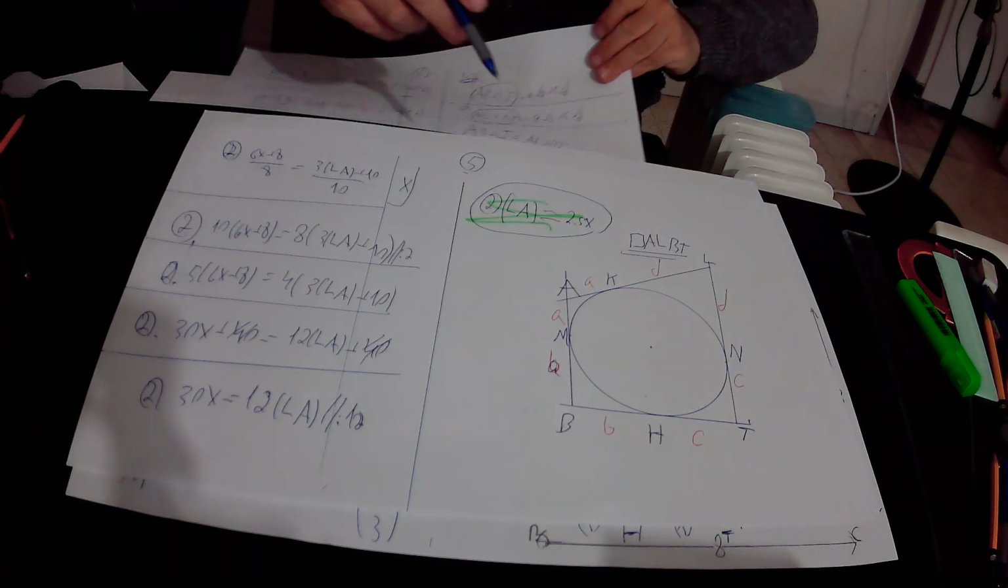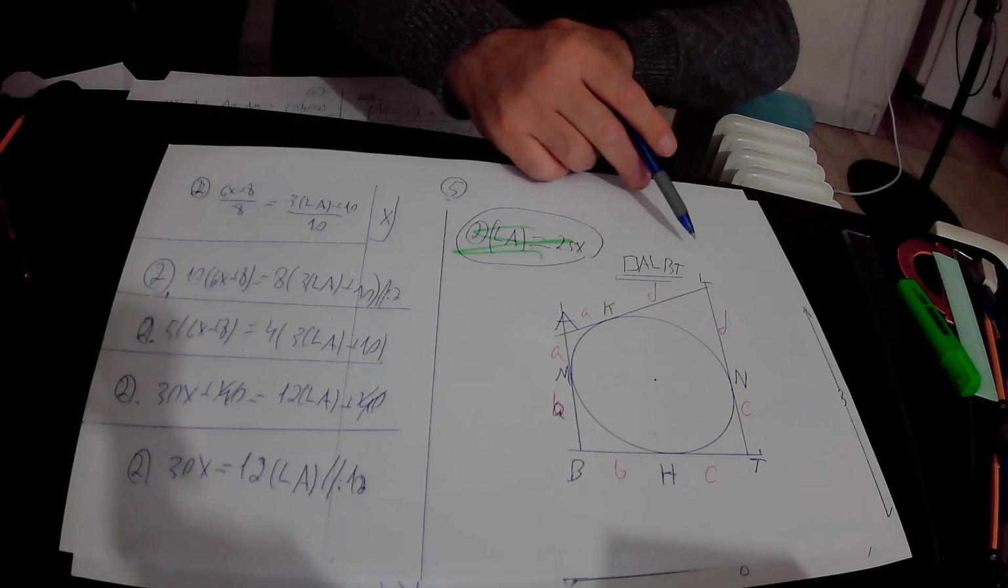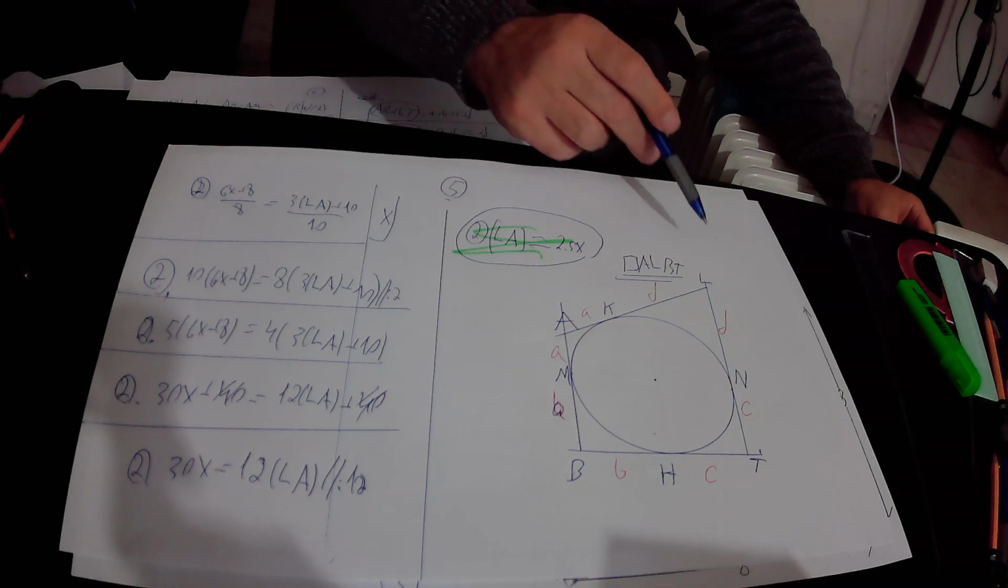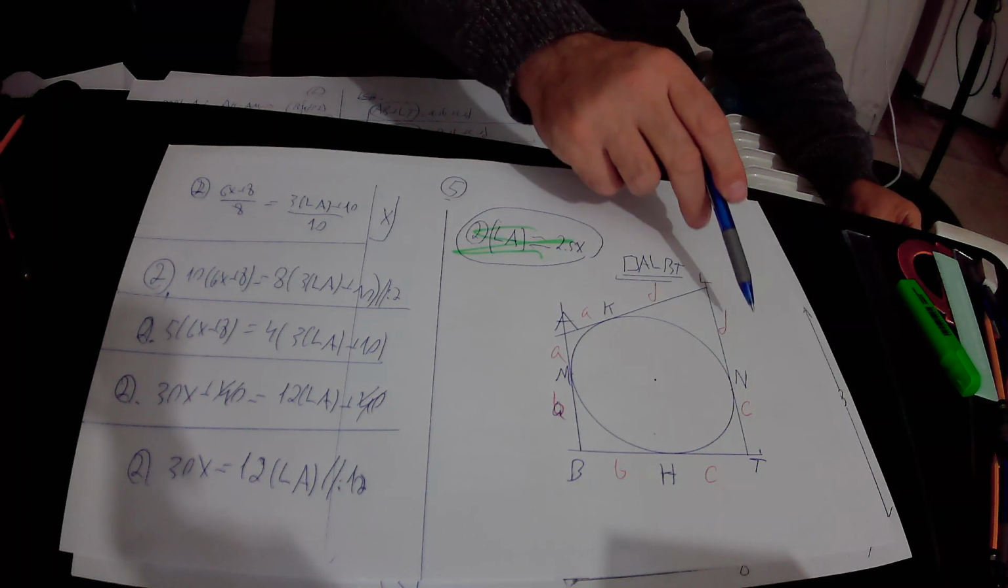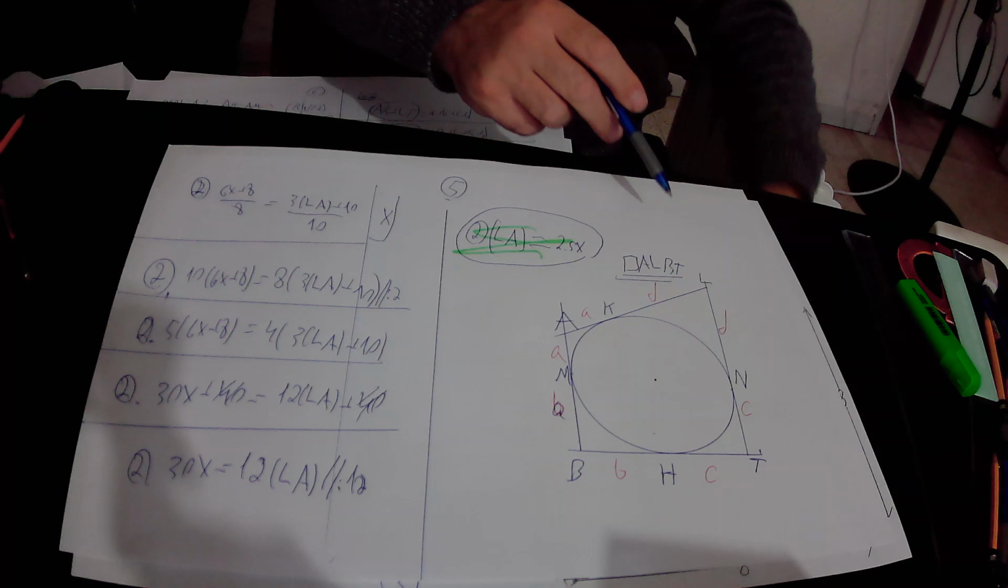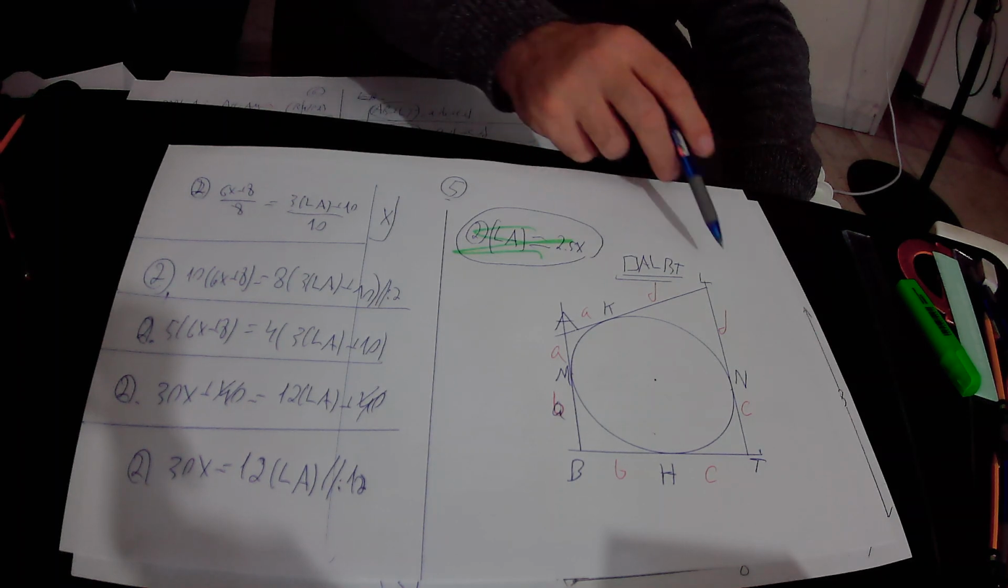And finally, we focus on the common standpoint point L. From point L, we have two tangents to this circle, tangent LK and tangent LN. And according to rule 2, they are equal to each other. That is to say, LK equals LN.